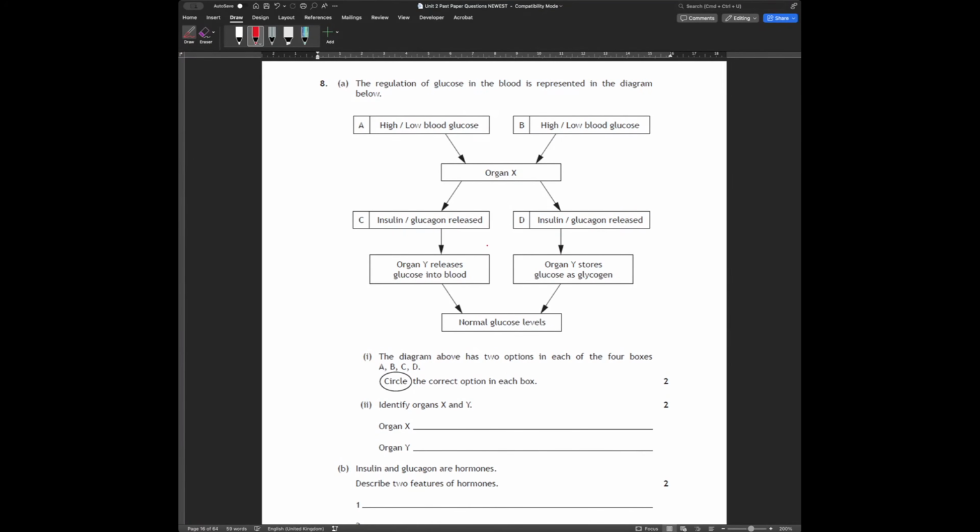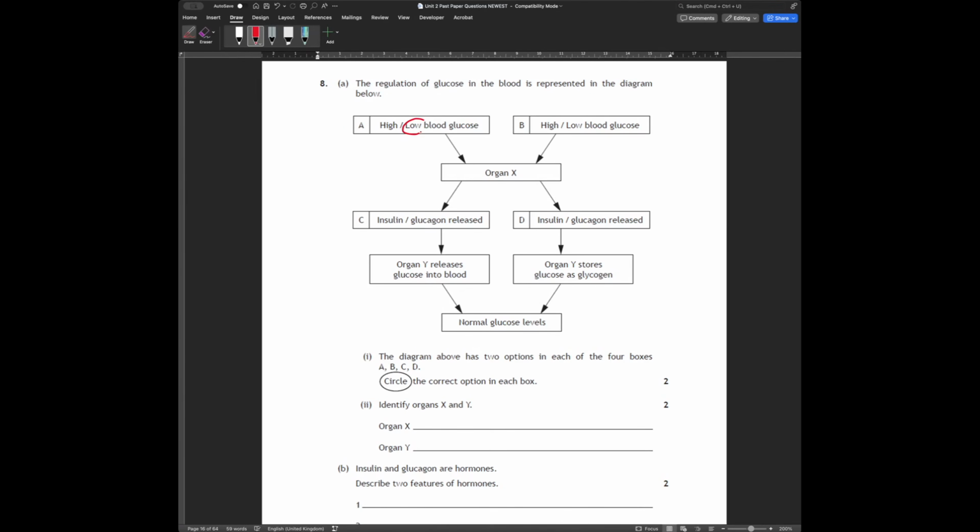Okay. Now this is a reasonably tricky question because if you just start at the top, you're going to struggle a little bit to work out which one is which. So what I always suggest to my students is for this one, you start at the bottom and work your way up because there are more clues at the bottom than there are at the top. And the reason for that is because down here it says organ Y releases glucose into the blood. So as soon as I see organ Y releasing glucose into the blood, I'm thinking, well, the reason you would do that is because the glucose levels were low.